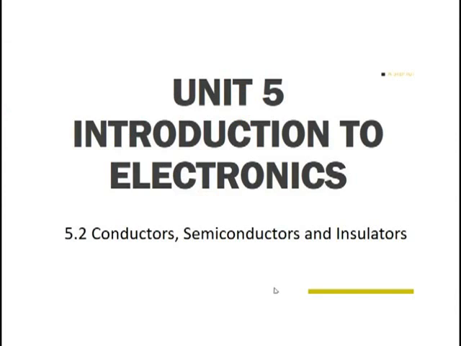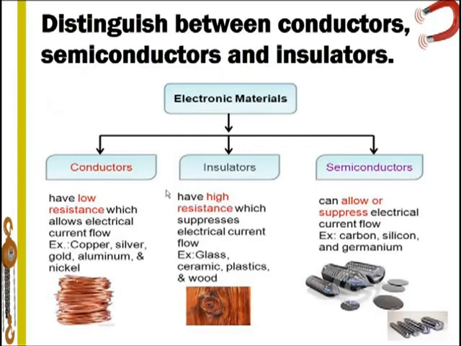In this part of the unit on the introduction to electronics, we're now going to consider conductors, semiconductors, and insulators. So we're going to begin by looking at the first one, which is to distinguish between conductors, semiconductors, and insulators. Now, all materials, all electronic materials in particular, consist of these three: conductors, insulators, and semiconductors.